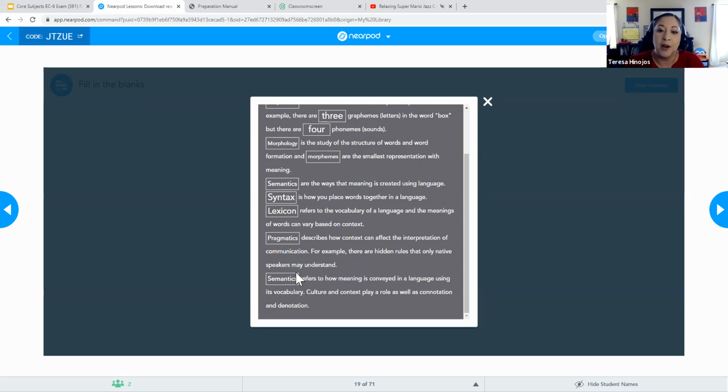Pragmatics is going to describe how context can affect the interpretation of communication. So again, like we mentioned, those hidden rules that native speakers understand, but people that aren't native don't. So for example, when you come into class, or when you see someone in the hallway, you may say, "How are you doing?" And it's more of a greeting or a salutation, but someone that is not native to the language may say, "Oh, you know what? This happened, that happened, I'm doing great," and so on.